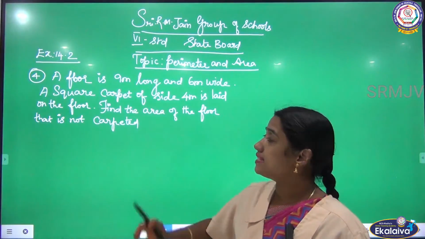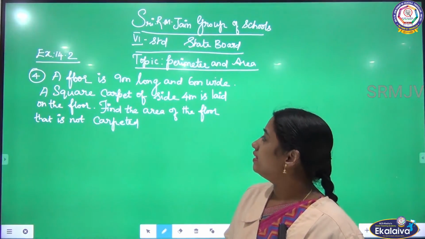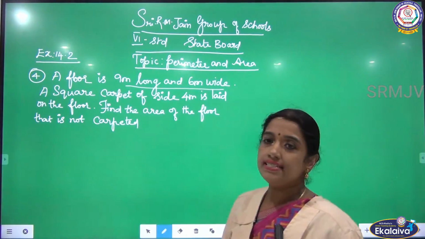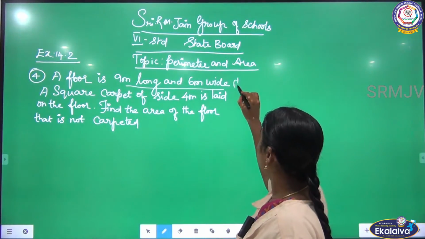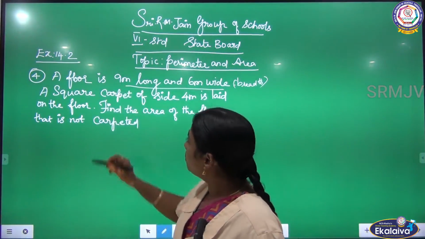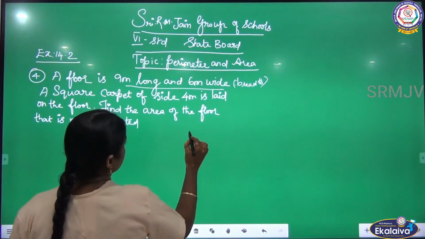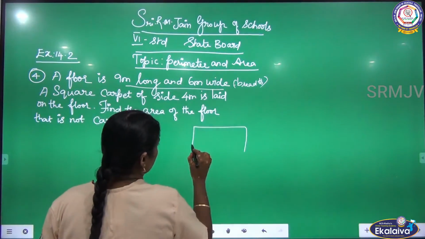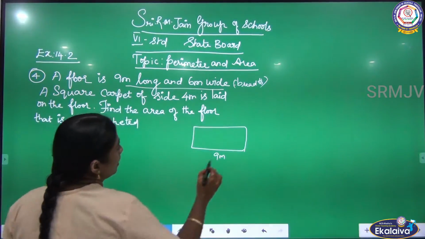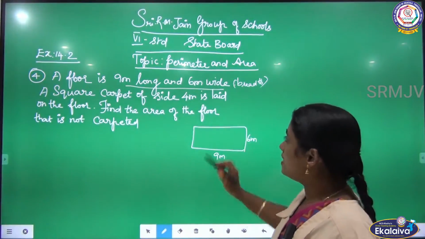Now I am going to discuss exercise 14.2 for 6th standard children. Listen, a floor is 9 meter long and 6 meter wide. Wide means breadth, okay. A floor which is 9 meter long and 6 meter wide. So, it is a rectangle in shape. Okay. Rectangle in shape. The length is what? 9 meter. And my breadth, wide, is what? 6 meter. Got it? This is my step 1.